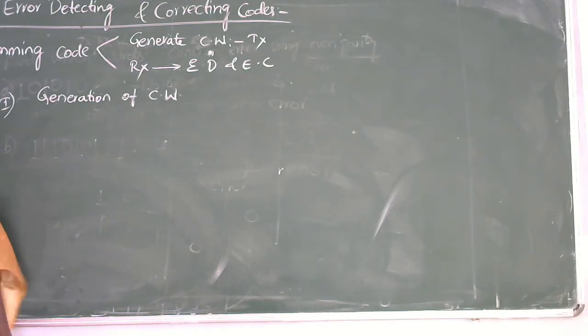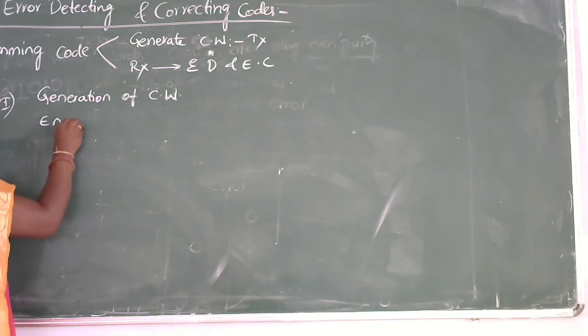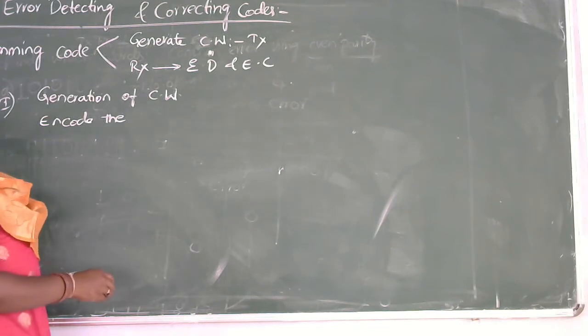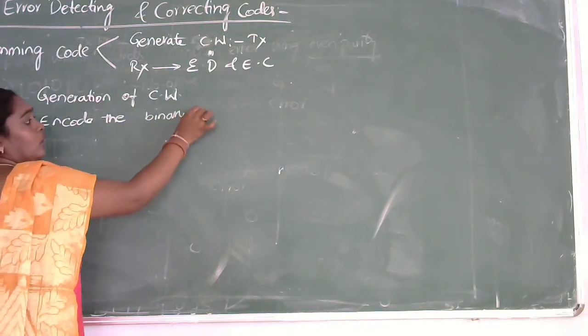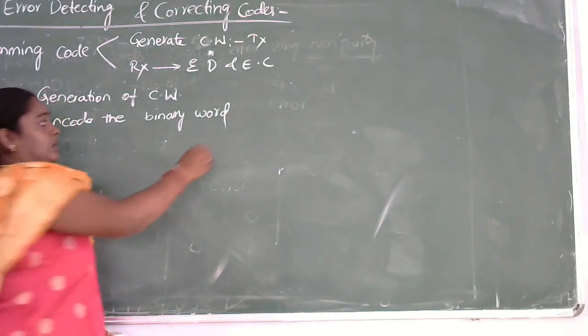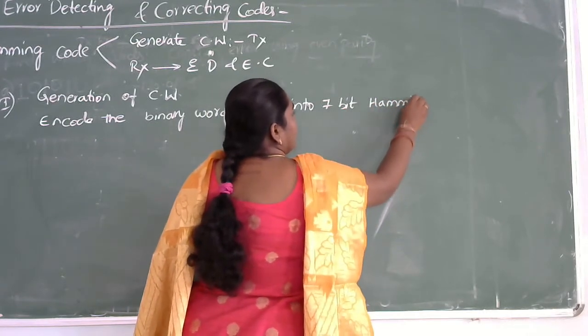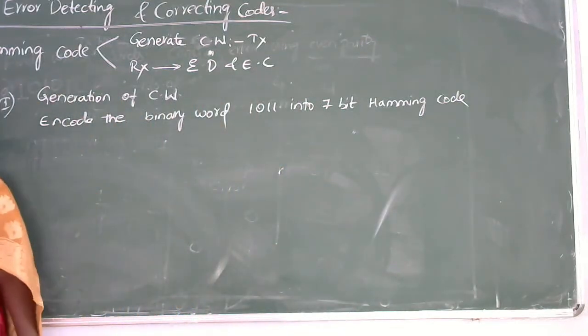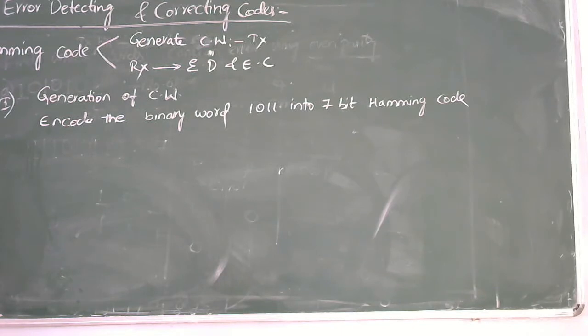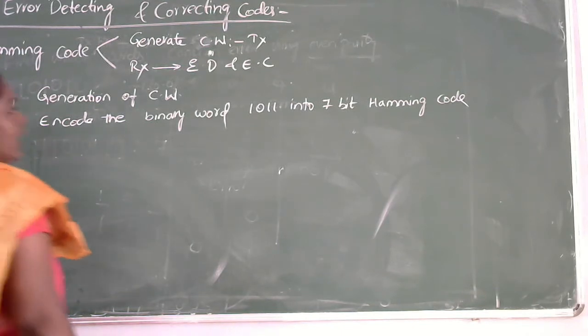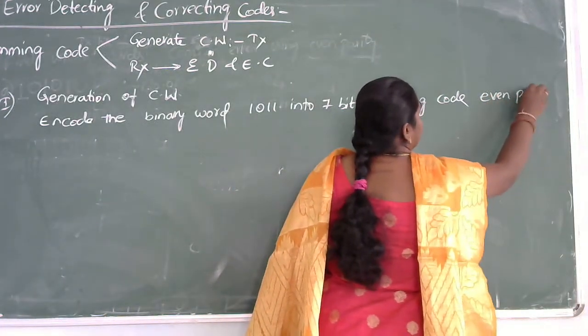In case of generation of a code word, let me start explaining with an example. Here I am assuming that I am having 4-bit message bits. The question here is: encode the binary word 1011 into a 7-bit code word, assuming even parity. So here I want to assume the parity as even parity.